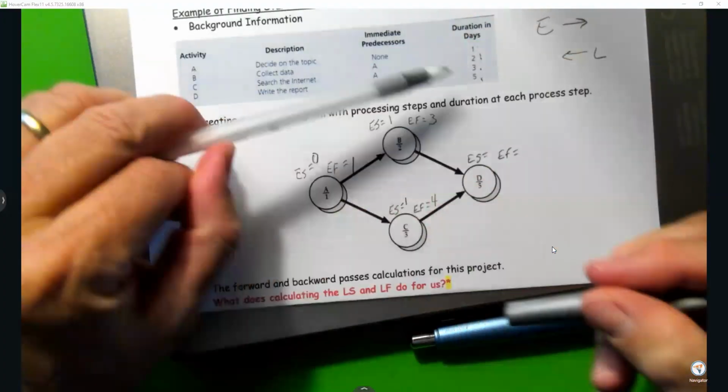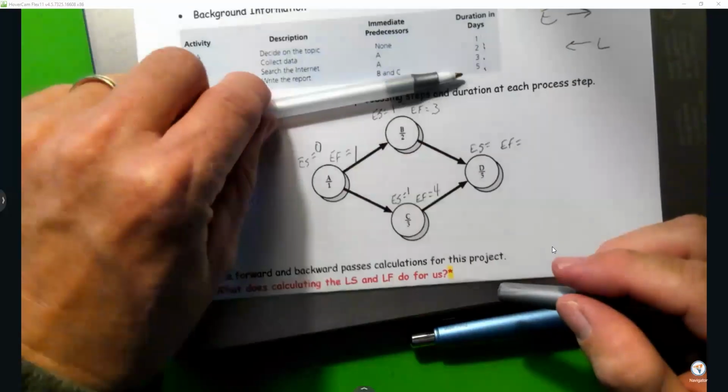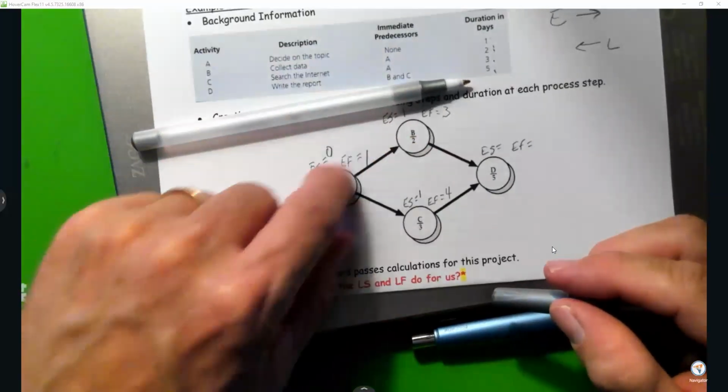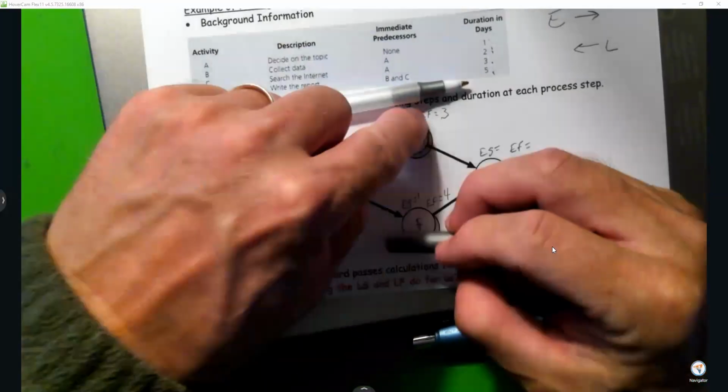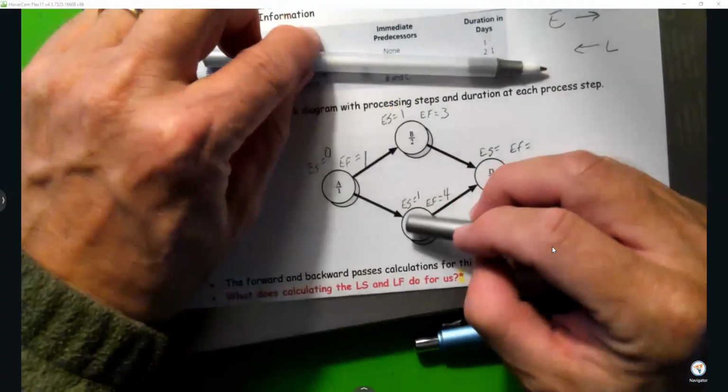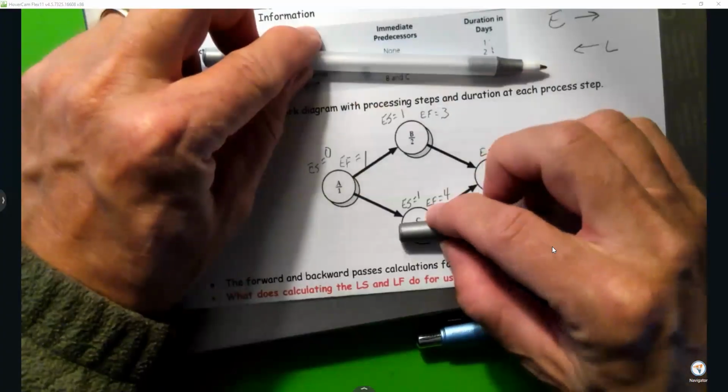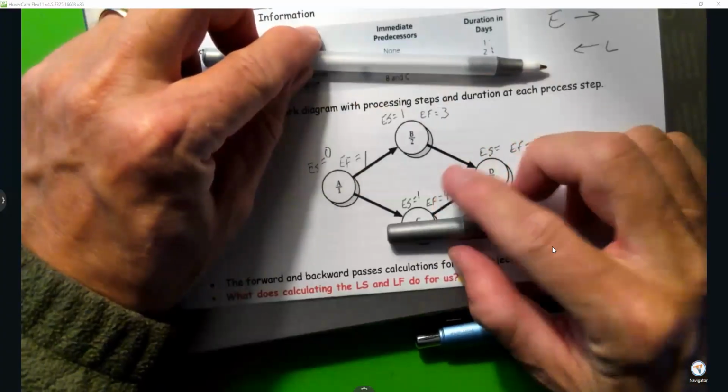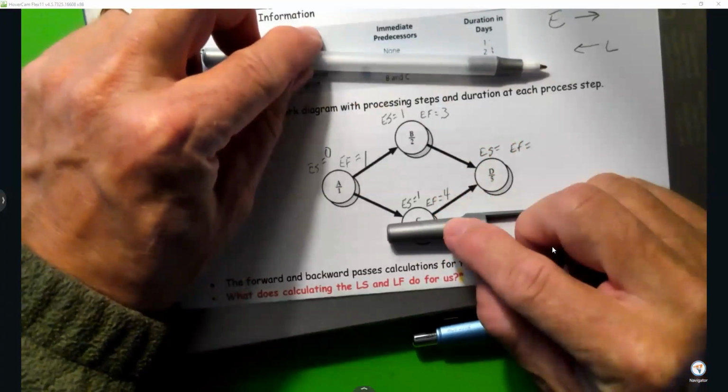Let's just pretend that putting this part together is these two steps. After I'm done with B, my pen looks like this. After I'm done with C, I'm just making this up, my lid looks like this.